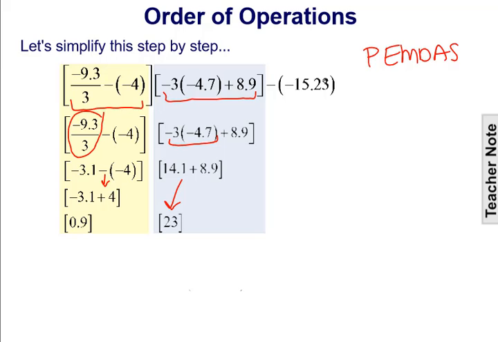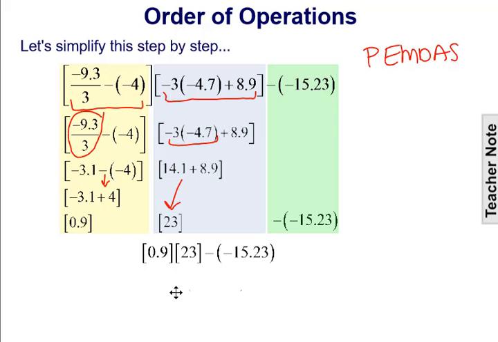Now, after that, we just have minus negative 15.23. So there is parentheses, but there's no operations happening in the parentheses. So this actually isn't a third group, even though it looks like it. So we're just going to bring that down. We're not going to change anything about negative 15.23. We can now rewrite each piece of the expression that we've simplified together. So that would be 0.9 times 23 minus negative 15.23.